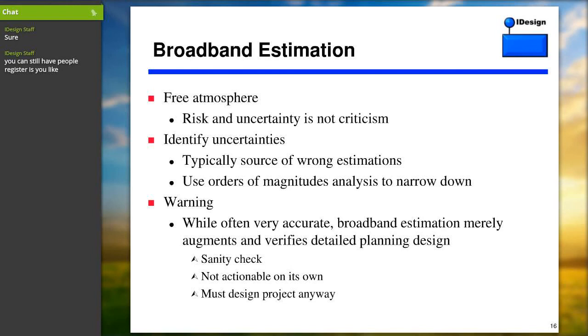By and large, it's a good thing to identify uncertainties. Most wrong estimations are because of uncertainties. And again, the use of orders of magnitude is a great technique for narrowing down that uncertainty. Now, while broadband estimation or using tools tends to be fairly accurate, they don't replace properly doing project design. The reason is you still have to do all the project design to assign the work for developers, to understand the risk involved, to understand other trade-offs and other options. So these broadband techniques are a good sanity check, but they're not really actionable on their own. You still have to actually do the project design.